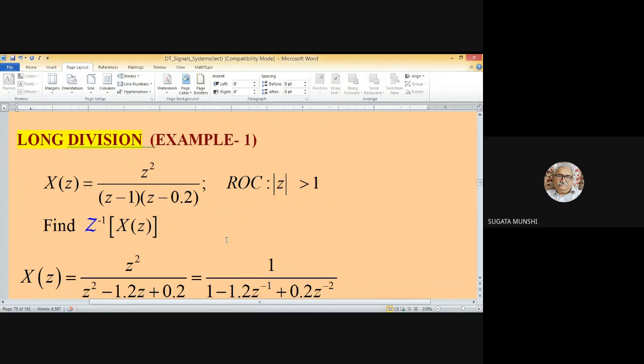Often we will be required to solve problems, so I could have given the problem in this manner also. XZ is equal to Z square divided by Z minus 1 into Z minus 0.2, and I could have just excluded this part. No ROC is mentioned. If that is the case, then this inverse Z transform has to be evaluated for all possible ROCs of XZ. Now tell me what are the different possibilities of ROC. For XZ, can you identify the ROCs? One is obviously magnitude of Z greater than 1. What are the other possibilities?